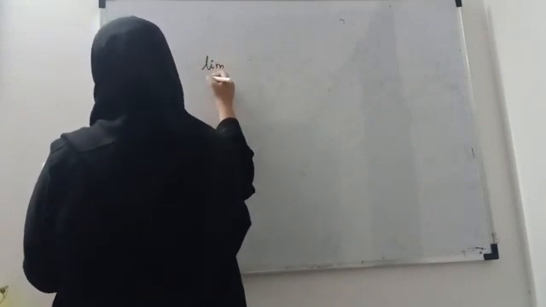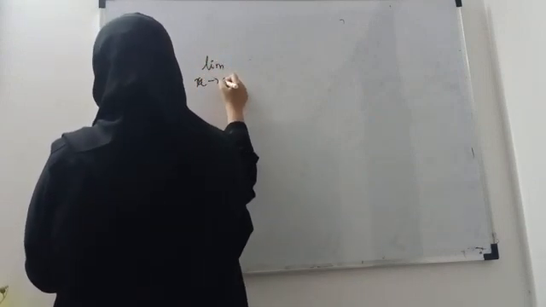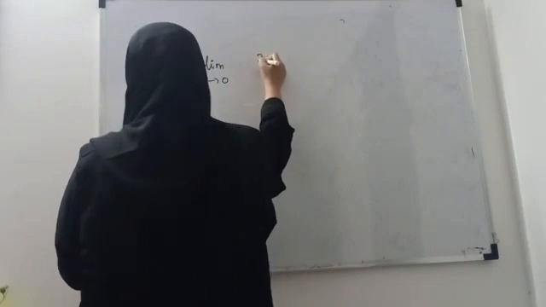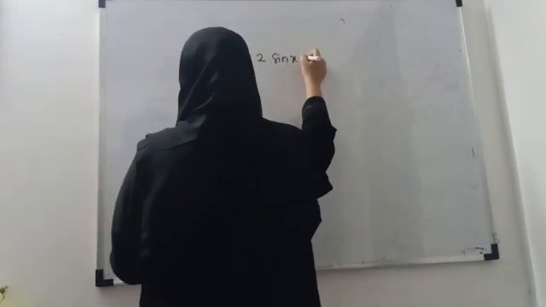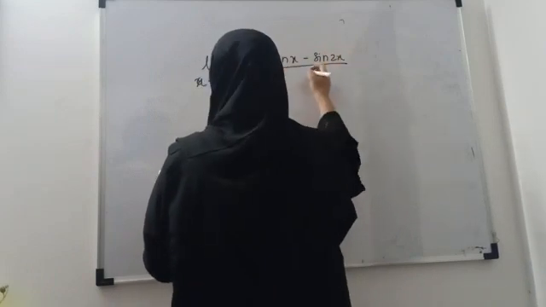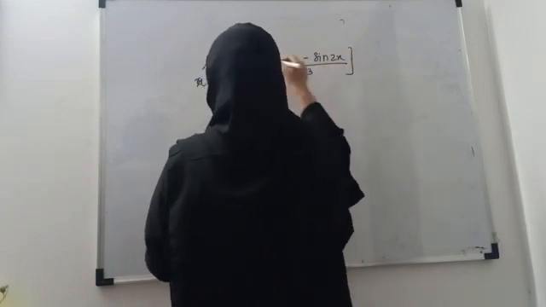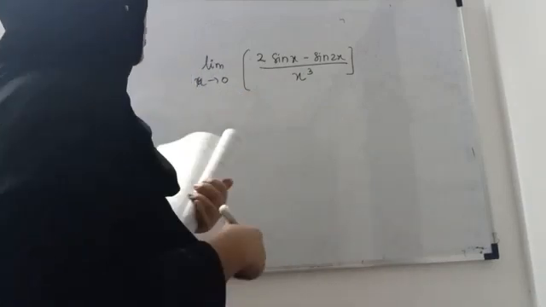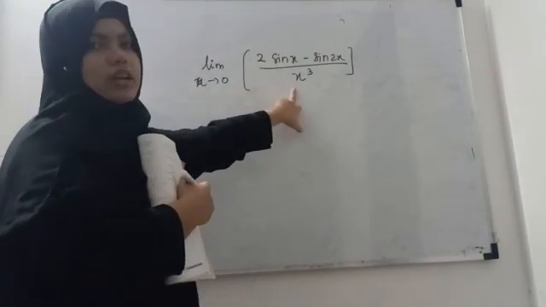Limit x tends to 0, evaluate the limit x tends to 0 of (2 sin x minus sin 2x) upon x cube. Okay. So here if you put x is equal to 0, you will get infinity.